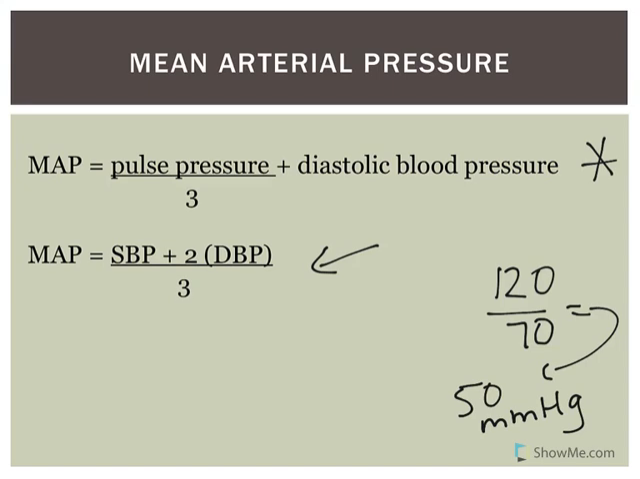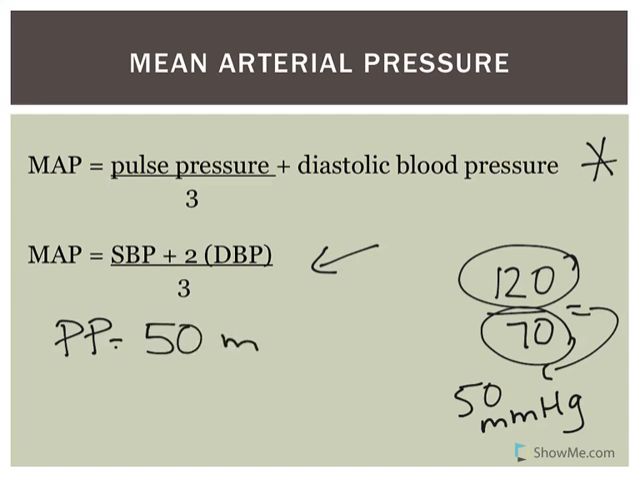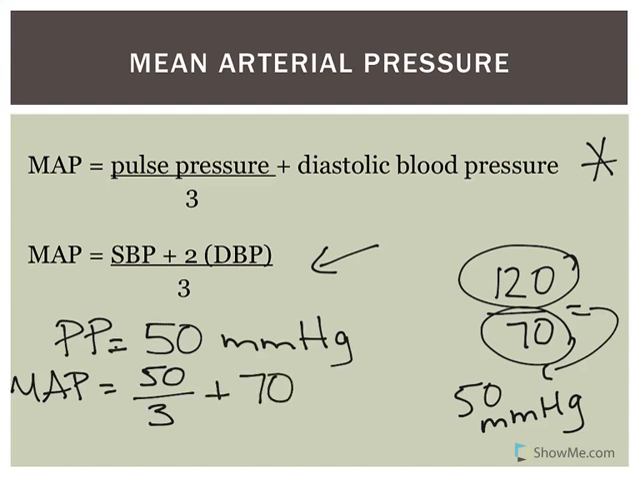But since we're here, let's do a real quick example of calculating mean arterial pressure. So we said this person's systolic was 120, their diastolic was 70 millimeters of mercury. Their pulse pressure was 50 millimeters of mercury. What is their mean arterial pressure? Well, according to this equation, it's a third of your pulse pressure plus your diastolic blood pressure. Now, when you do this, you don't express pressures using any type of decimals. You'd have to round to the nearest whole number.